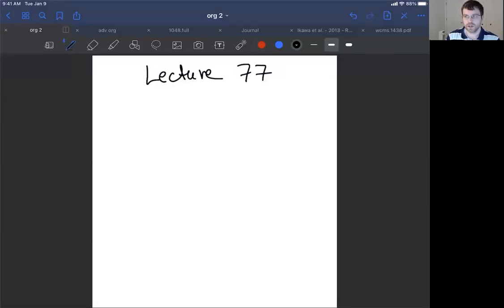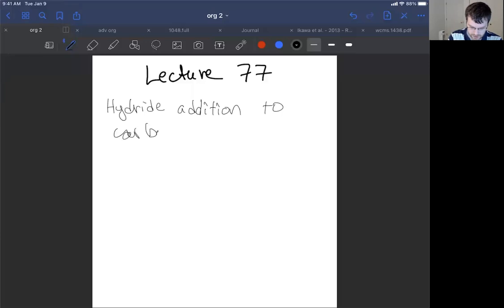So in this lecture, we're going to look at our first reaction of carbonyls, and this is going to be a nucleophilic addition to carbonyls, where that nucleophile is a hydride. So, hydride addition to carbonyls. Now, nobody calls this hydride addition to carbonyls. This is the reduction of carbonyls.